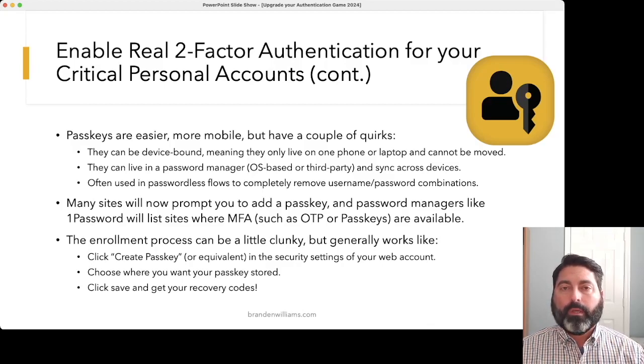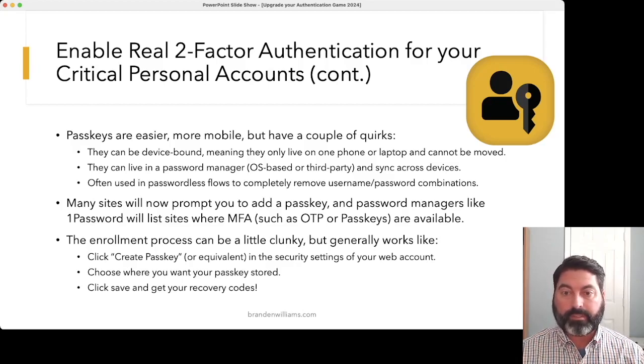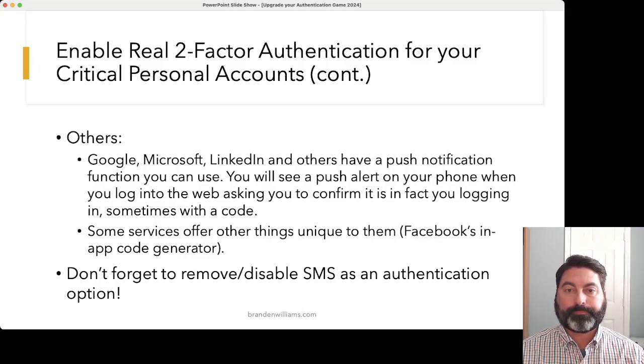As I mentioned before, sites now are starting to prompt for passkeys, and password managers like 1Password will tell you, hey, you have these 3 accounts right here that don't have a passkey assigned to them, and the site supports passkeys. So you should go sign up and put a passkey in there. So super helpful to know. It does it for OTP as well. The enrollment process can be a little clunky, but it generally works like this. You'll click create passkey or add security key like we did for the Yubikeys. It can be in the same process. In the security settings of your web account, you choose where you want your passkey stored, and you click save, get your recovery codes. That's all you got to do.